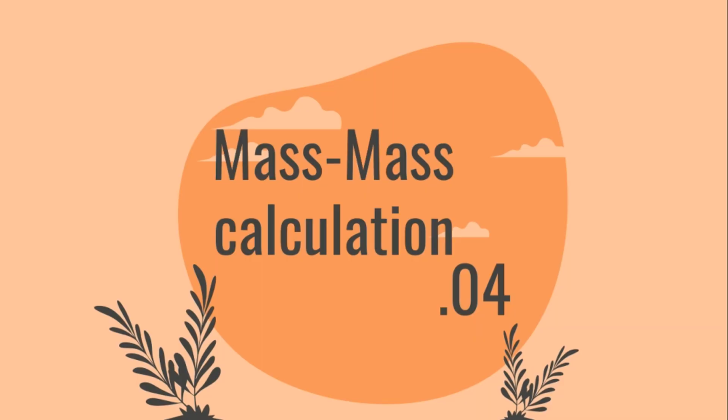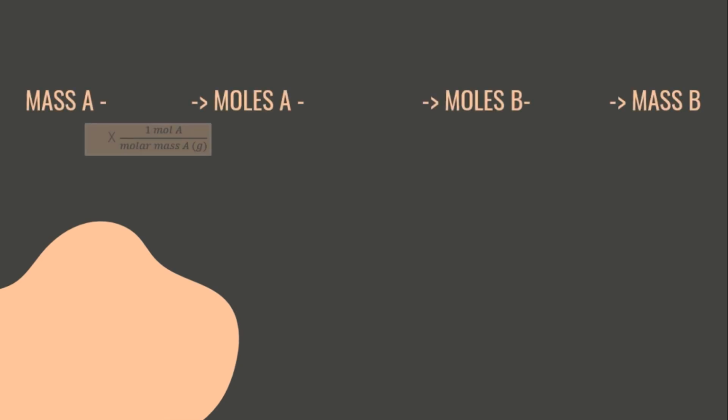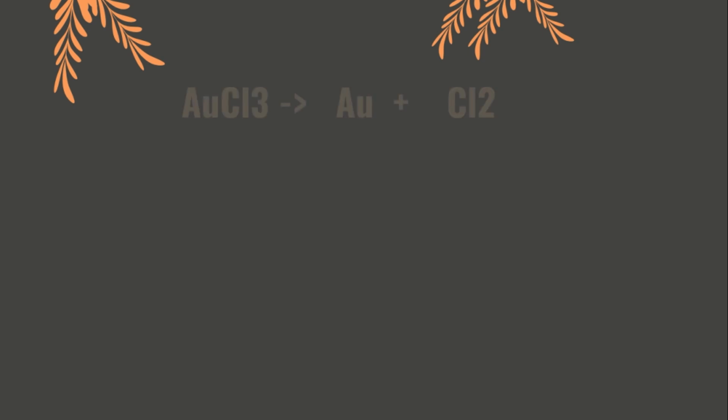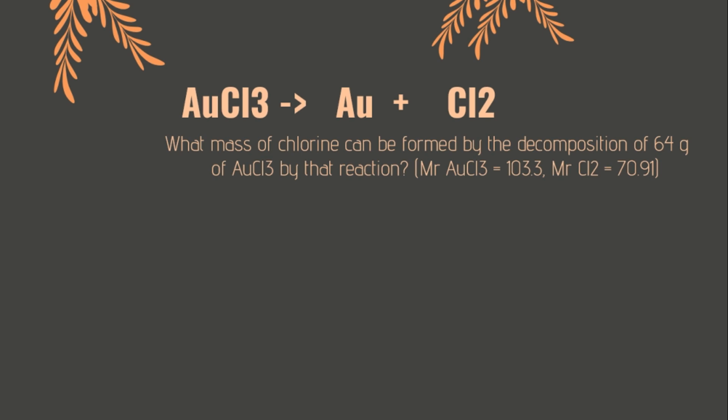Let's expand the map a bit more. We do the same and finally convert moles wanted to mass wanted using the molar mass. Here you go. Now, let's go to the last example. Here, I have the decomposition of auric chloride. The mission is to find how many grams of chlorine can be formed when we know the mass of auric chloride is 65 grams.